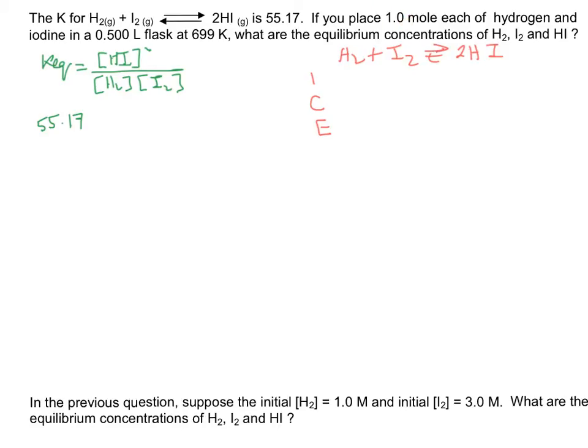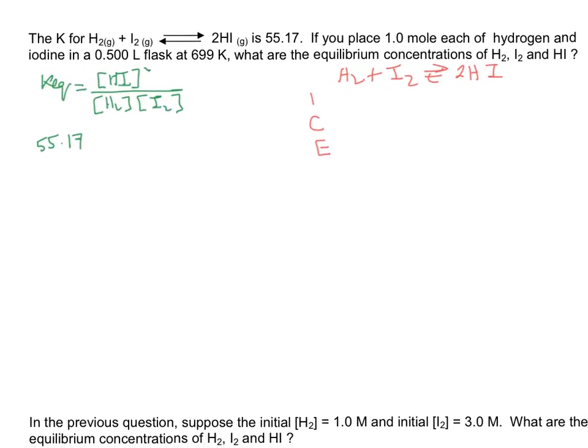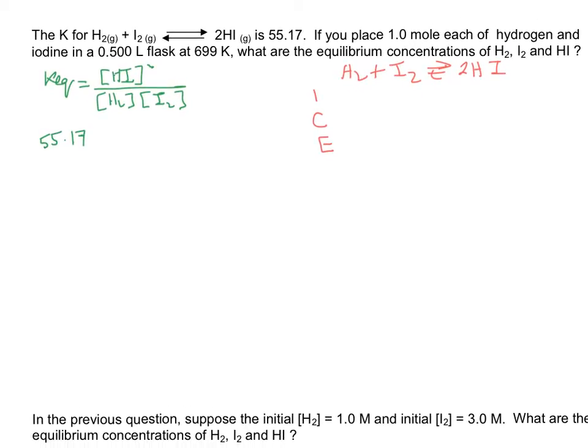For the initial concentration, it tells us that we have 1 mole divided by 0.5 liters. So the concentration initially of the H2 is 1 mole divided by 0.5 liters. That's going to be 2.0 molar. And that's the same for the I2 initially as well. So for the ICE chart, initially this is 2.0 molar, and this is also 2.0 molar, and initially we don't have any product yet, so that's 0 molar.